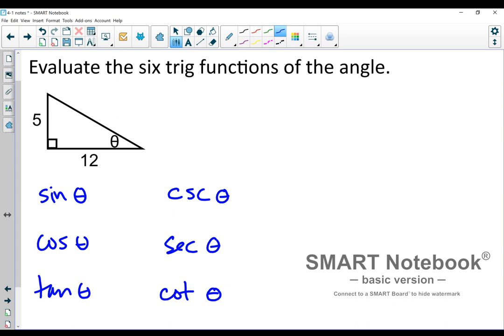So the first thing I notice is in order to do the 6 trig functions, I have to have all 3 sides on my triangle. So I could use the Pythagorean theorem. I know that a squared plus b squared equals c squared, where c is my hypotenuse.